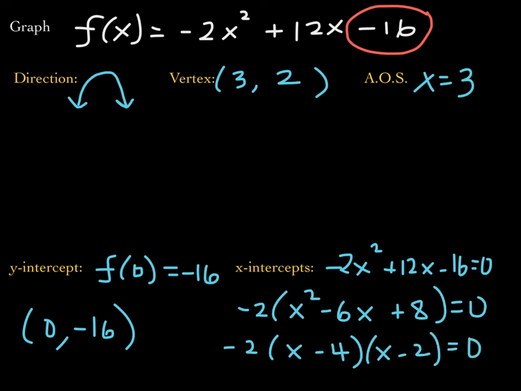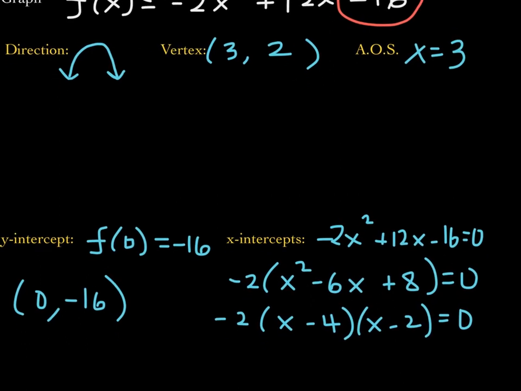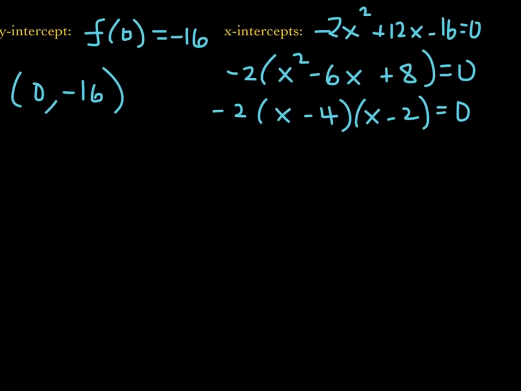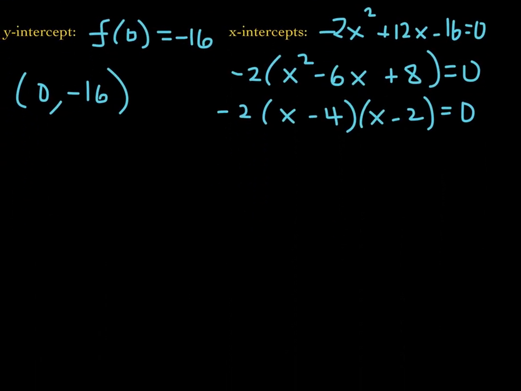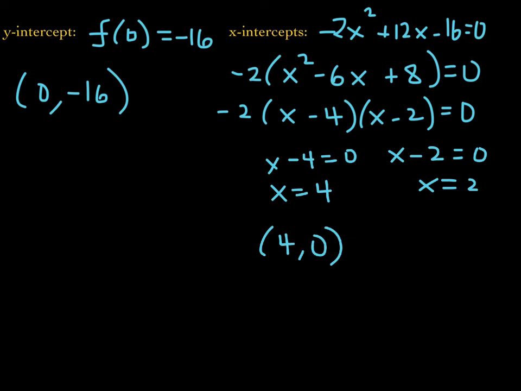Okay, and so what I'll do now is set each variable factor equal to 0. So x minus 4 is 0, or x minus 2 is 0. So then I'm getting two x-intercepts here, positive 4 or 2. I'll write them in ordered pair form. 4, 0 or 2, 0. These are your x-intercepts.